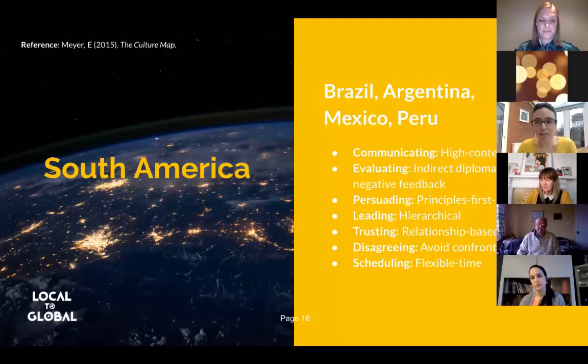And with leading, they are hierarchical, so they address managers as Mr. and Mrs. And if you want to escalate an issue to the top leader, you have to follow a hierarchy of managers. Also, when it comes to decision making, they are top down, so the leader will make the decision on behalf of the team as opposed to having a consensus.